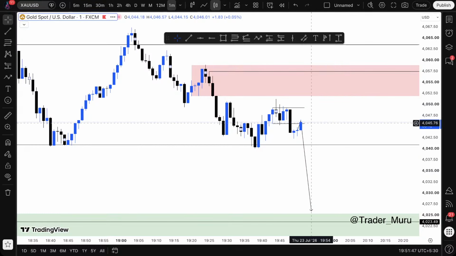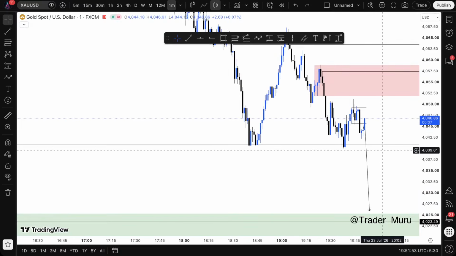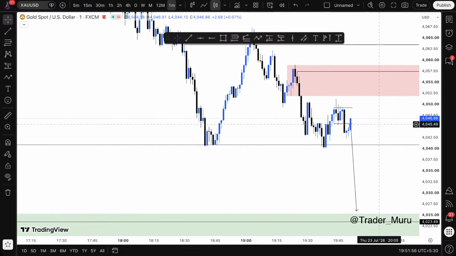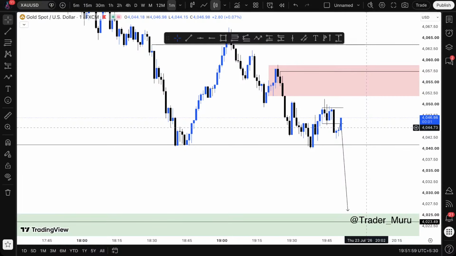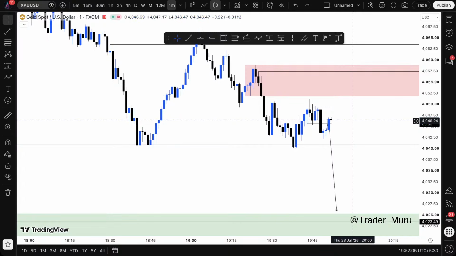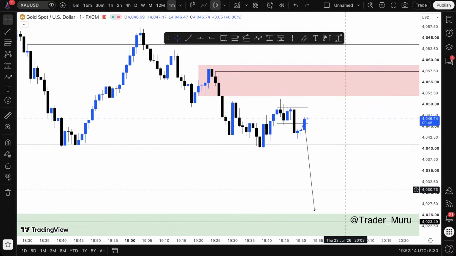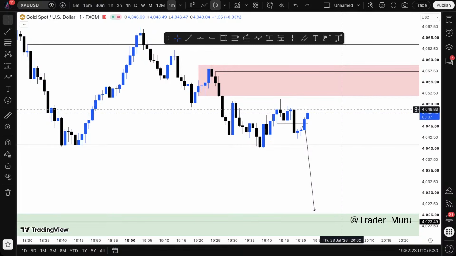Testing our area. Now it should drop. If it breaks above, then red zone. This high should not be broken. If a single 1 minute candle closes above, then no.